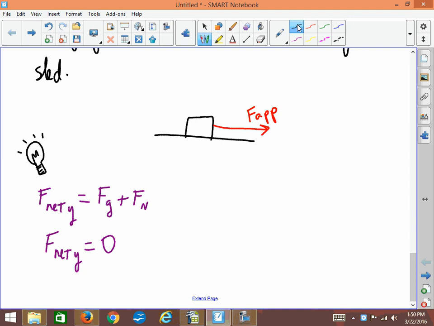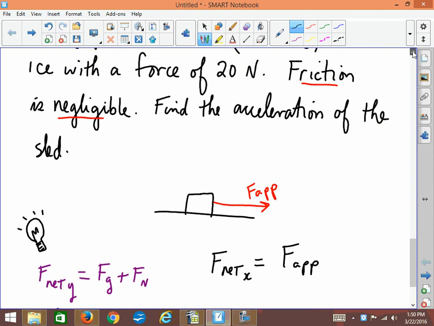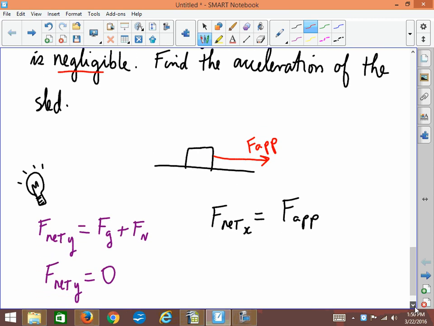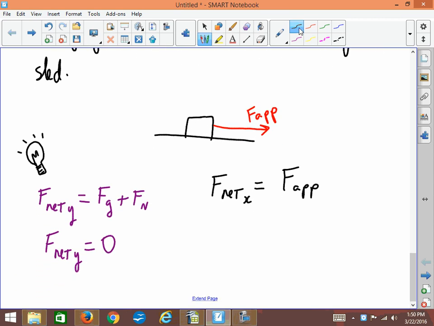So let's do F net x. Well, there's only one arrow in this question. So that is the only one I can put down. It's as simple as that. And it also tells me in the question how much that force is. It tells me that it's 20 newtons. So now I know that I can write 20 as the next part of this. This F applied is going to be 20 newtons.